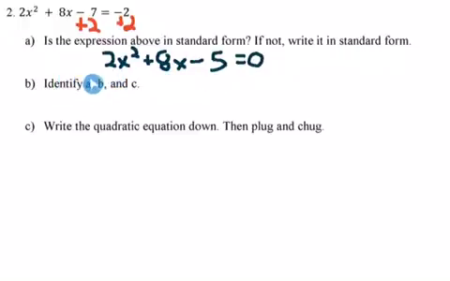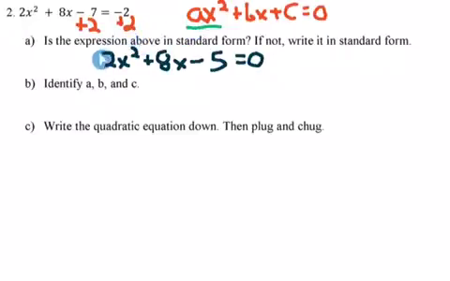So now, identify A, B, and C. What do you think A is in this expression? So A in this expression, if you remember our general form for a quadratic that's in standard form, is Ax squared plus bx plus c is equal to 0. So we remember that our A is the number in front of x squared. It is not this entire term. It's just the number in front of the x squared. So in this case, our number in front of the x squared is 2. So I say A is equal to 2.